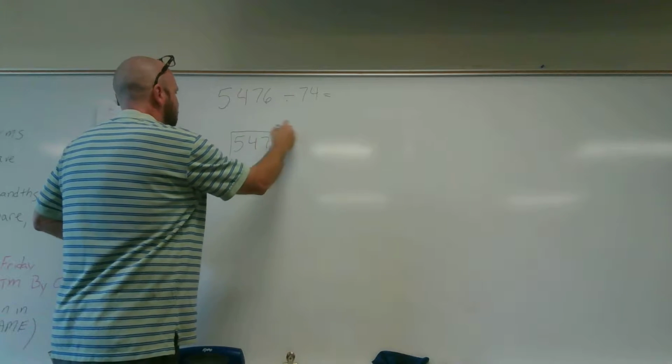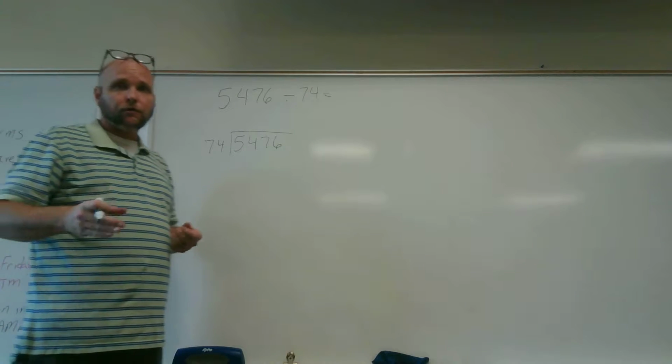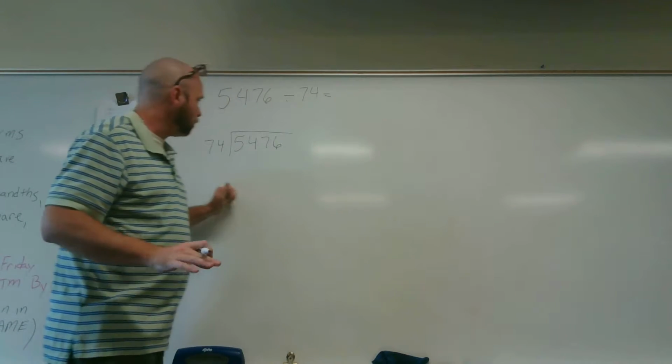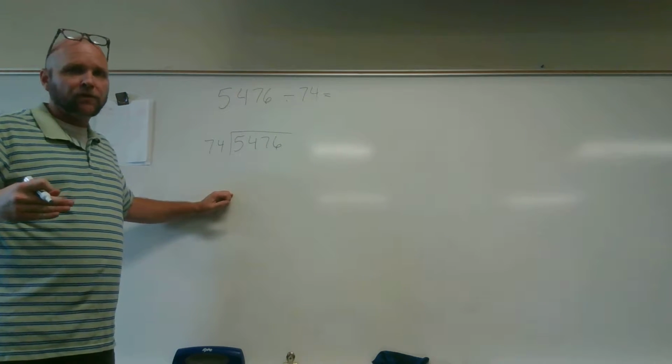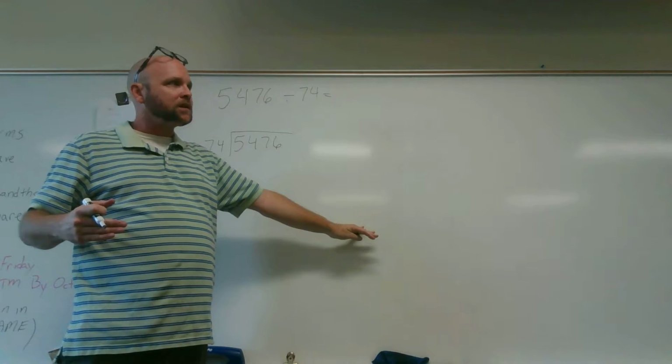5,476 divided by 74. Now what I would like you to do first, when you're going to do a two-digit problem, and until we get more comfortable with it, this is the way I'm going to ask you to do it, is you're going to take and write your multiples of 74.